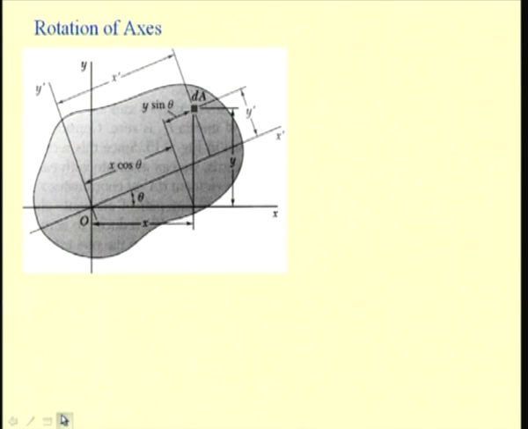Now, let us discuss what happens to this product of inertia when the axis rotates. As we developed the theorem for the parallel axis, now we are interested to determine the relation between the product of inertia for two axes which are rotated with respect to a point. And we will see that this product of inertia is useful when we determine this relation between the rotated axis and the original axis for finding the second moment.